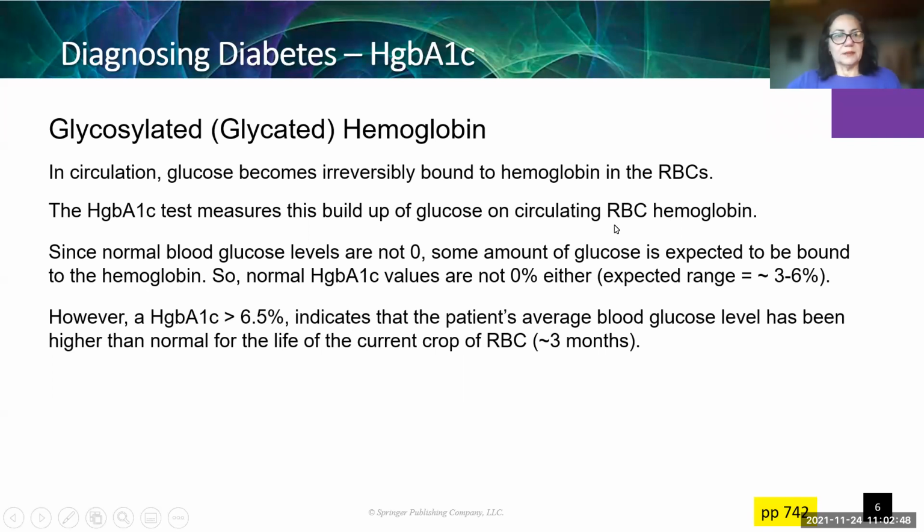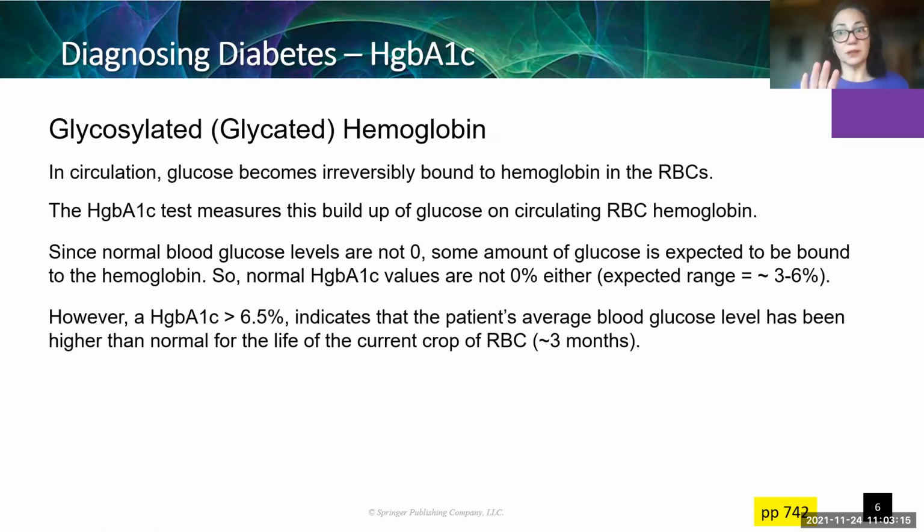How it works, it's really clever. So in circulation, glucose becomes bound to the hemoglobin. Hemoglobin is a protein, as you know, in the red blood cells. And some of that glucose gets stuck on the red blood cell and on the hemoglobin. And this A1C test measures this buildup.